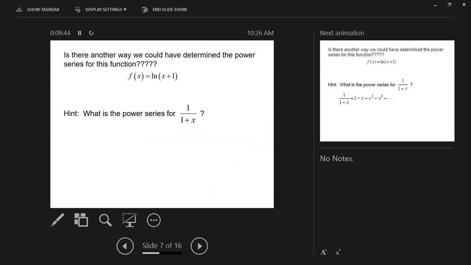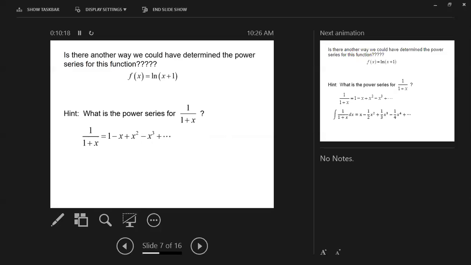Yeah, this was the geometric series where a is 1 and r is negative x. Do you remember that? So therefore my first term is 1, and then I'm multiplying by negative x times negative x times negative x. So why did I focus on 1 over 1 plus x? What's that relationship to the ln of x plus 1? Why did I do that? Well, the derivative of the natural log of x plus 1 is 1 over x plus 1, or 1 over 1 plus x. Don't let that throw you off.